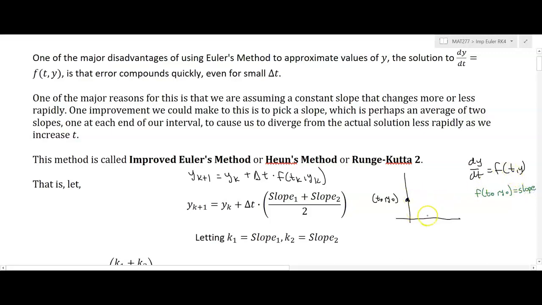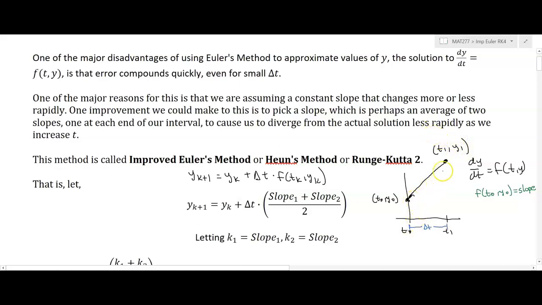Then we assumed that for some period of time, here's t naught, here's t1. That doesn't have to be 1 unit. It could be half a unit or a quarter of a unit, but the distance between these two points is what we refer to as the step size, delta t, how long we're going to assume that constant rate of change. Let's suppose we calculated the slope and it was a positive slope. We assume that positive slope is constant for that full interval of time, and we'll use that to calculate our next ordered pair, which is the point t1, y1.